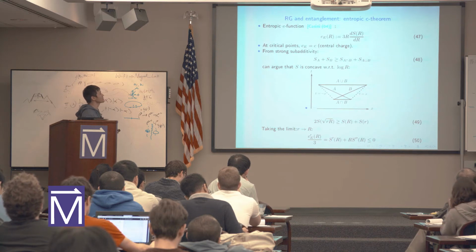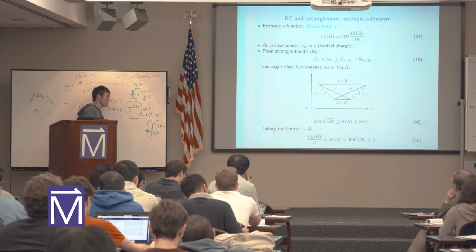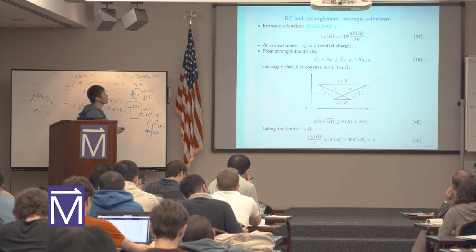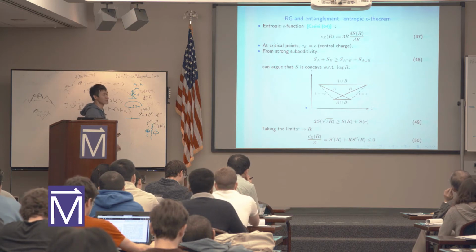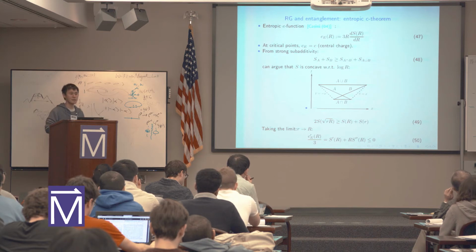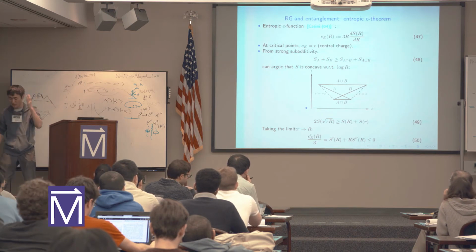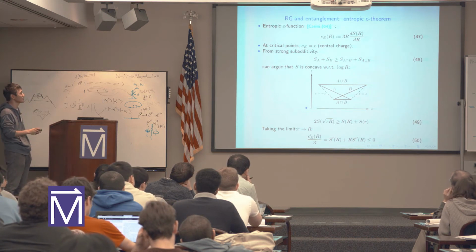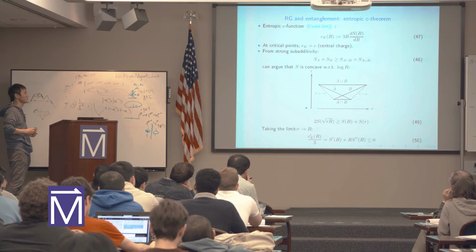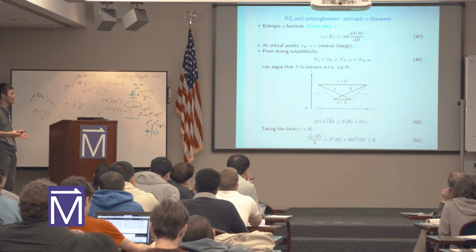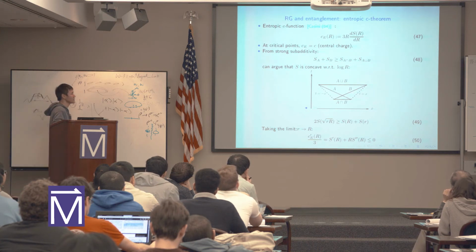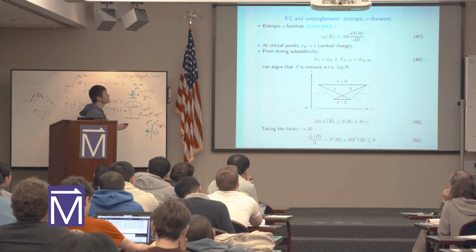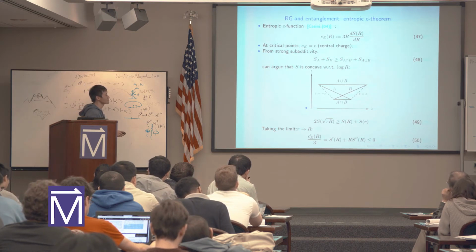The proof of the monotonicity of the entropic C function makes use of the strong subadditivity property of the entanglement entropy, which I listed yesterday and mentioned as one of the key properties of the entanglement entropy. You can make use of this strong subadditivity condition to show that entanglement entropy is a concave function. The precise proof given by Casini made use of the physics of relativistic field theory.